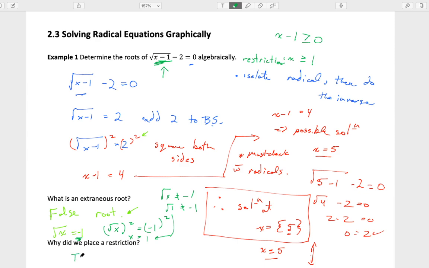So why did I place a restriction here? It's to eliminate extraneous roots. Now, I would prefer that you guys check your solutions, but also please place a restriction on your solutions as well.